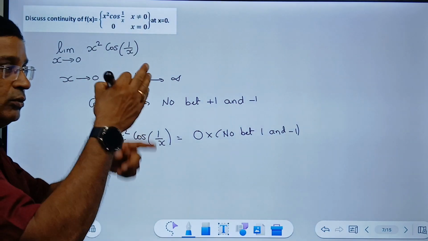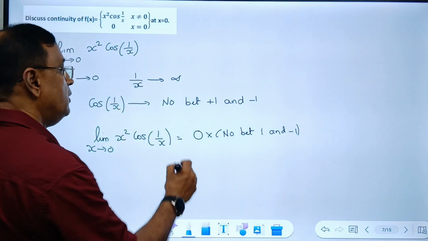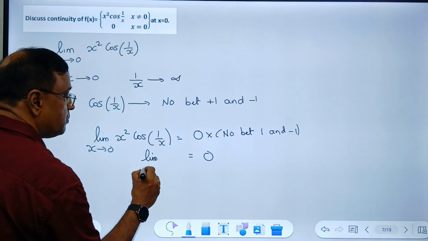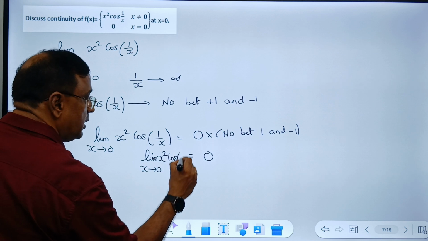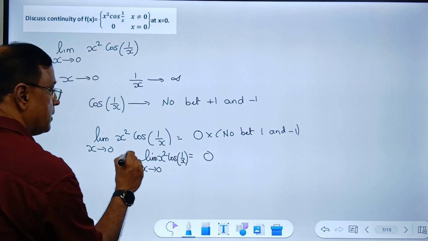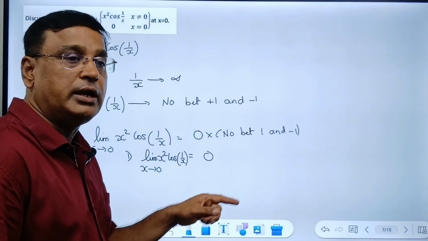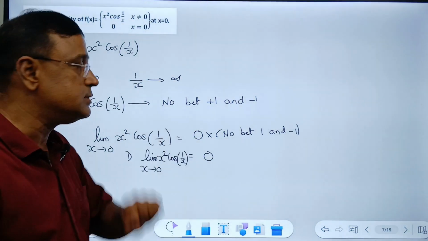We don't know what number it is, because I told you, cos 1 by x also oscillates between +1 and -1. So it is 0. So limit x approaches to 0, x square cos 1 by x is 0. So the limit exists, whereas for sine 1 by x the limit did not exist. But for x square cos 1 by x the limit does exist.